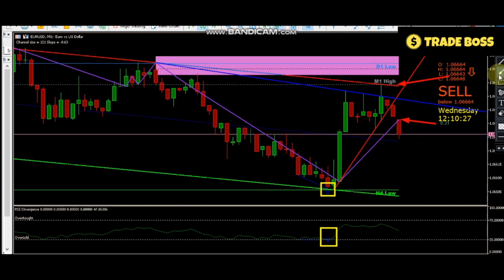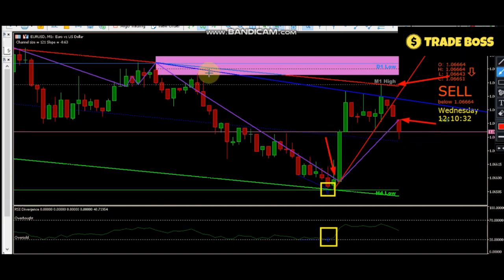Here is a new signal from the seller for 5 minutes. Candles break the downside of two trend lines, purple and red.